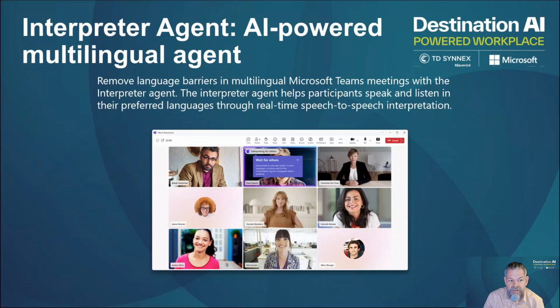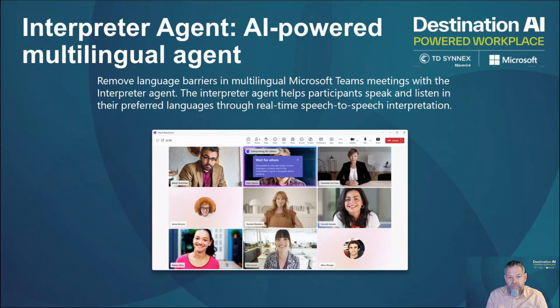First things first is understanding what the interpreter agent is. It allows us to utilize a wide array of technologies within Microsoft that bring together the ability to remove language barriers when we're working with teams across geographically dispersed locations, to seamlessly utilize their own native language. It helps participants speak and listen in their preferred languages through real-time speech-to-speech interpretation.